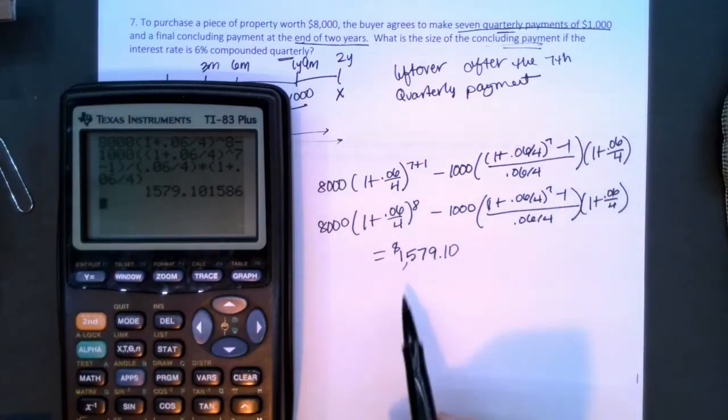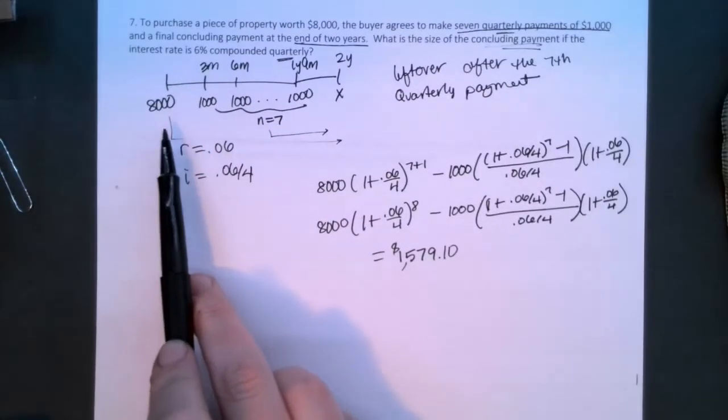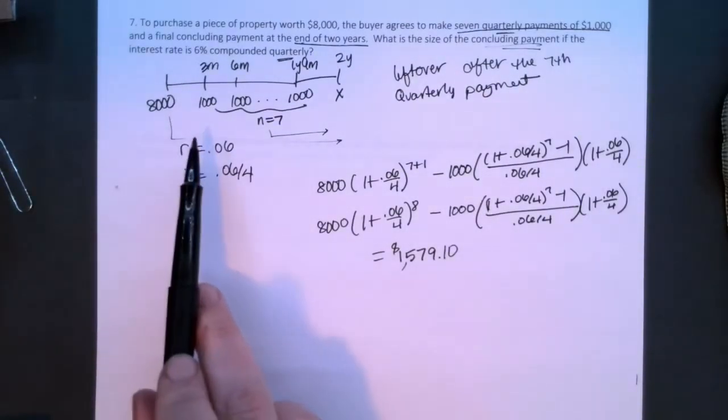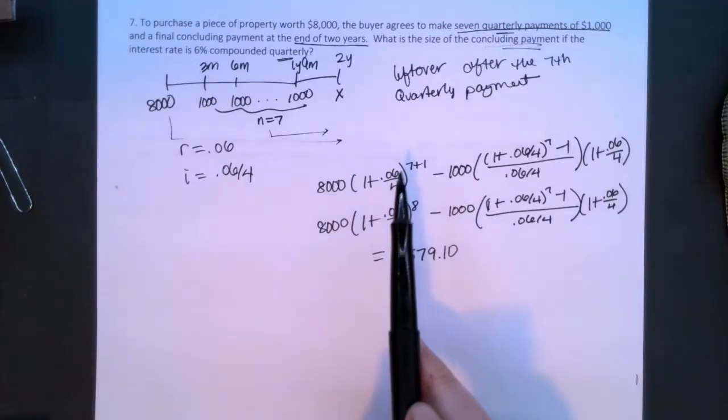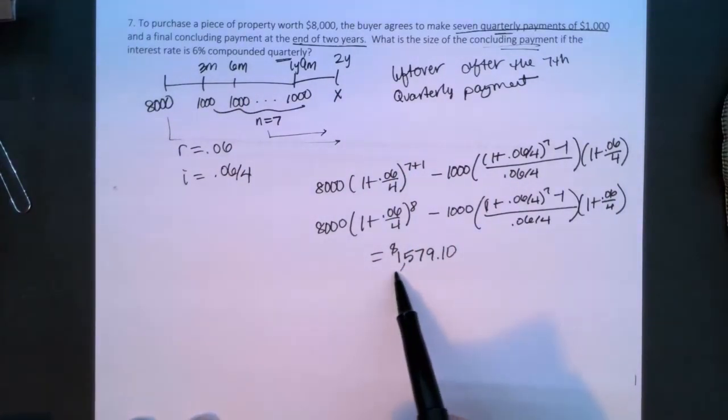Okay, and this number makes sense because it should be bigger, because if we just divide 8,000 by 8, each payment would be 1,000, but that hasn't accounted for any of the interest. So we know that this should be over 1,000, right? That part makes sense.